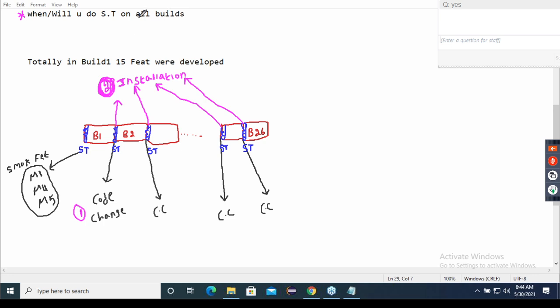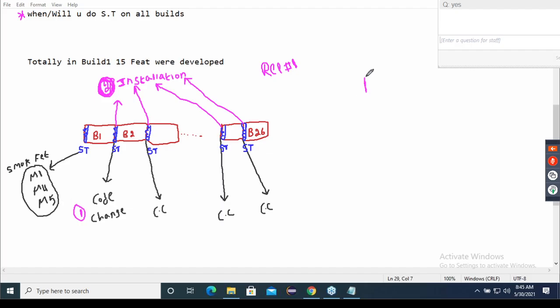The question is, assume, guys, this is whatever I'm doing here. This is my release number 1. Does everyone understand the meaning of release number 1? Are you going to hand over all the builds to the customer, or only the final build? Only the final build. Now, in release 1, M1, M4, M5 are the smoke features on each and every build.